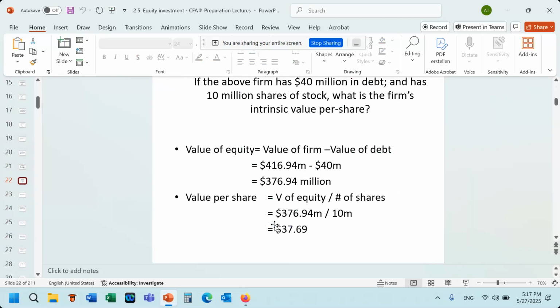This is the value of the company. The corporate value model gives us the total value of debt and equity for the value of the company. If this firm has 40 million debt in its capital structure and it has 10 million shares of stock, what is the firm's intrinsic value per share?